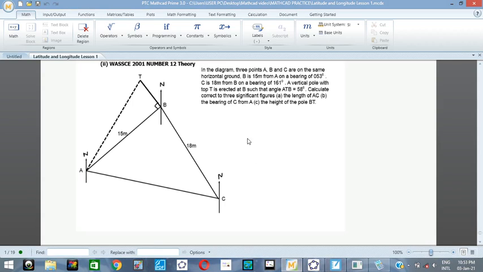Hello, this is Mr. Agbamu Idanogrene. I'm here to solve this question on bearing taken from WAEC 2001 number 12. It's a theory question and a full question.